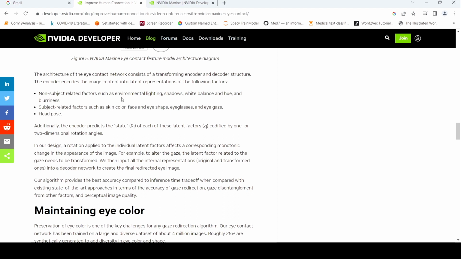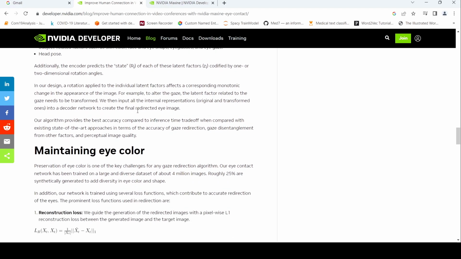There could also be issues such as environmental lighting, shadows, white balance, hue. So yeah, representation of the following factors: subject related to skin colors, glasses. So it takes into account all these factors. Additionally, it predicts the state of each of these latent codes. So this is about that, and based on that, this thing.